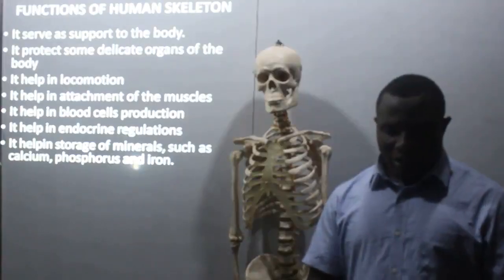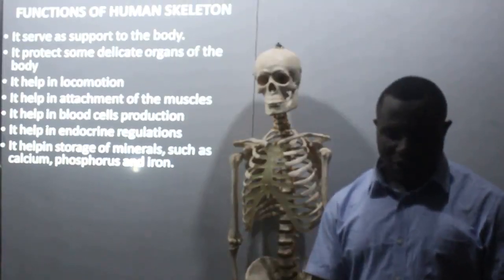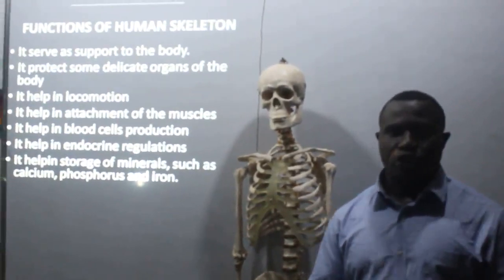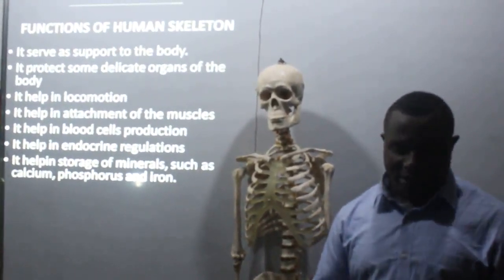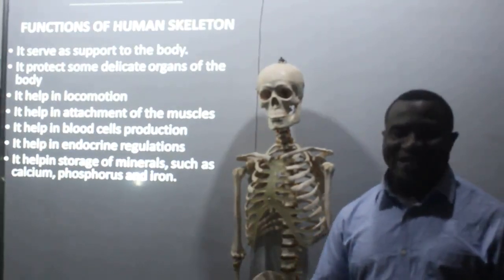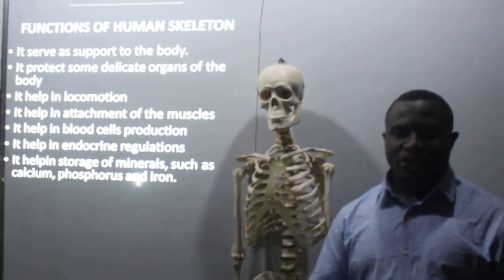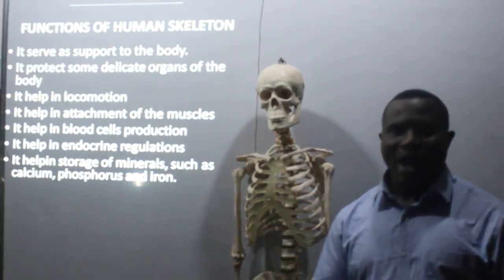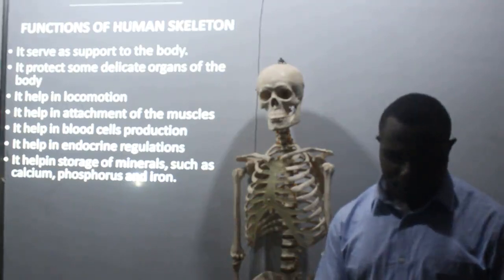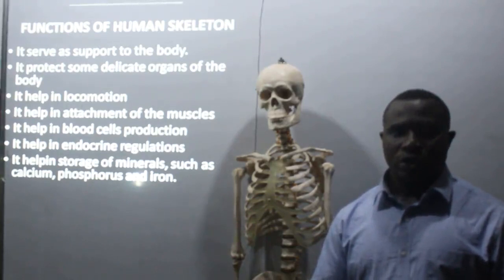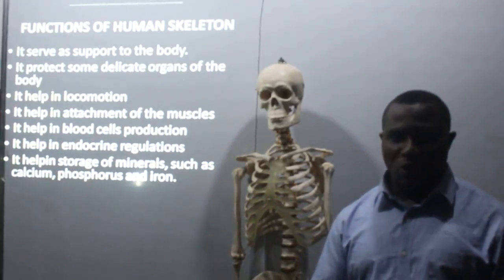Look at the functions of the human skeleton. 1, it serves as a support to the body to stand upright. 2, it protects some delicate or vital organs of the body, such as the heart, the lungs, the brain, and the spinal cord. 3, it helps in locomotion. It aids one to move.